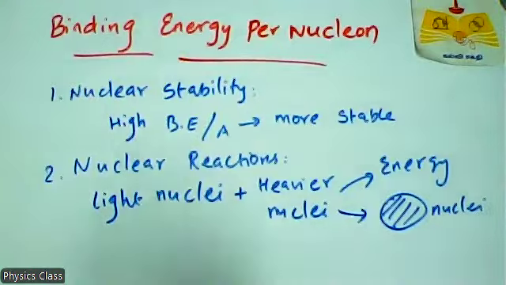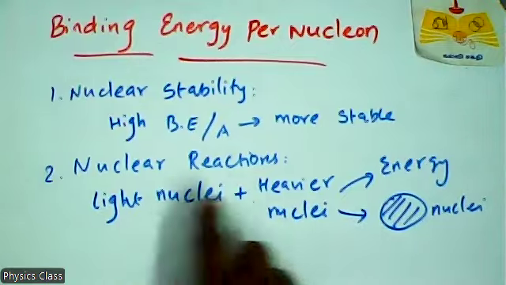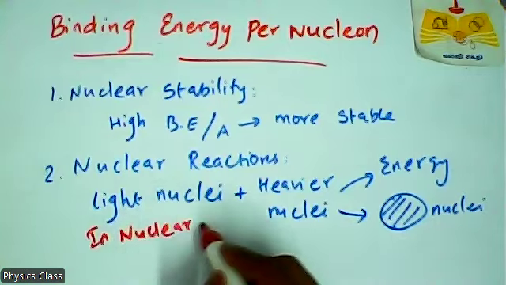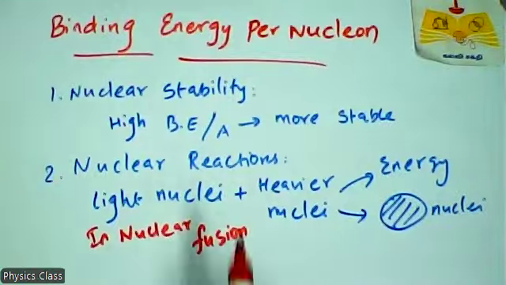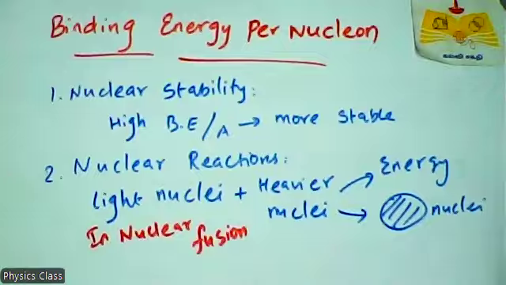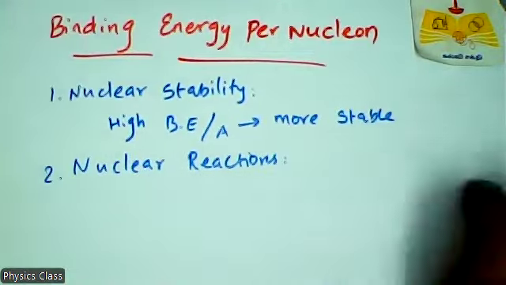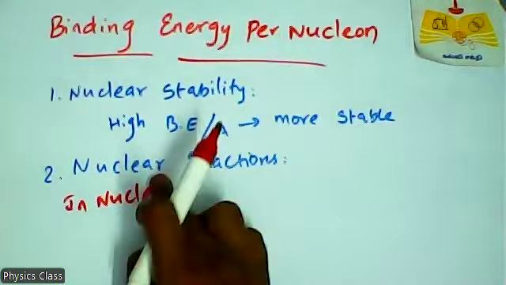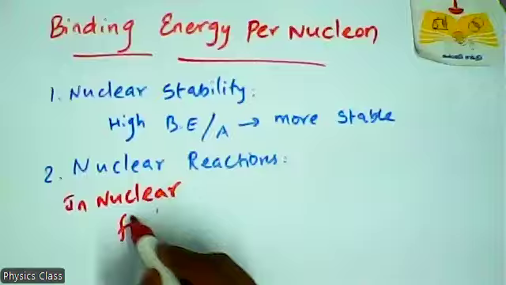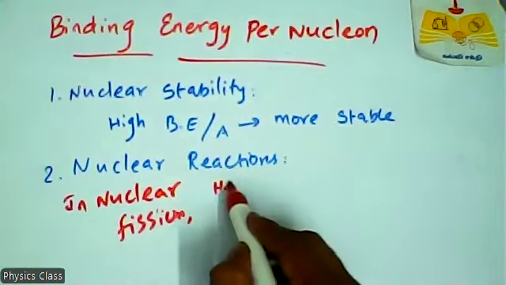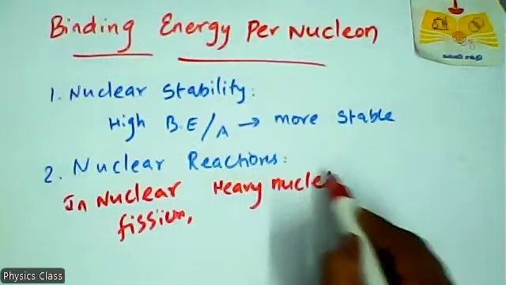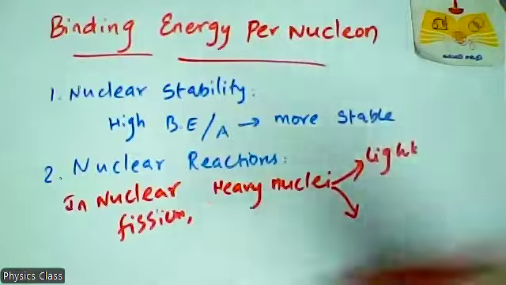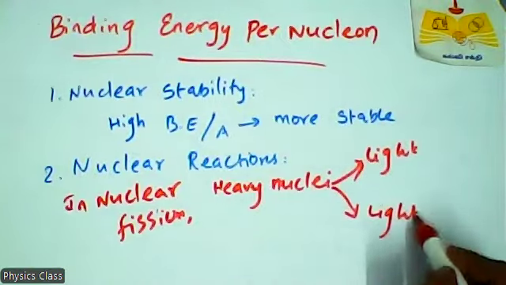In nuclear fusion, fusion means combining, so light nuclei combine into heavier nuclei. In nuclear fission, heavier nuclei or heavy nuclei split into two or more lighter nuclei, two smaller nuclei, three smaller nuclei. Okay, so light nuclei.